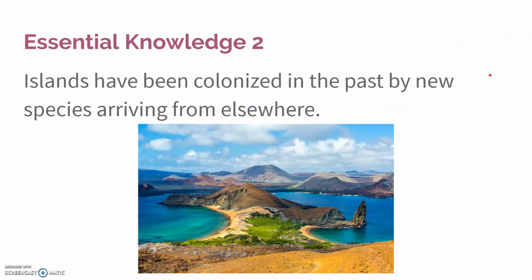Essential knowledge number 2: islands have been colonized in the past by new species arriving from elsewhere. For example, the Galapagos, the Aleutian Islands in Alaska, the Hawaiian Islands. I mean, duh. I feel like this is kind of obvious, but I'm just taking it from AP.